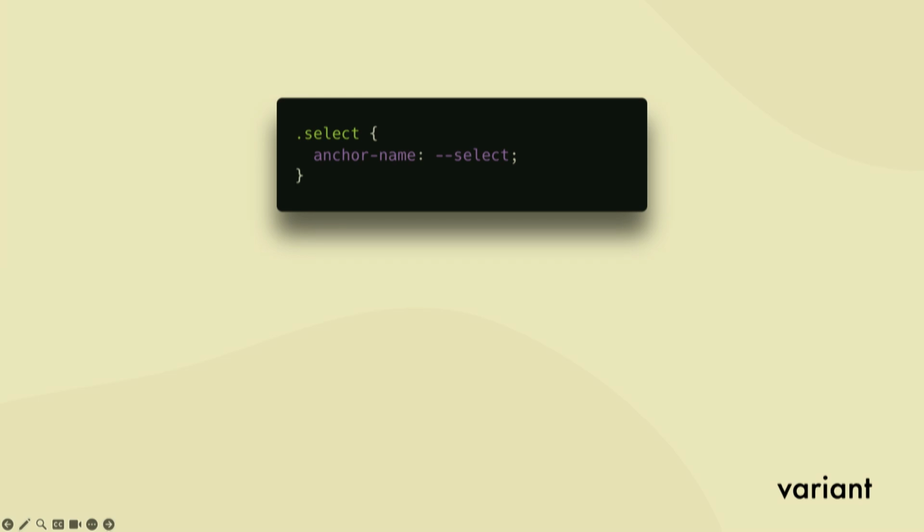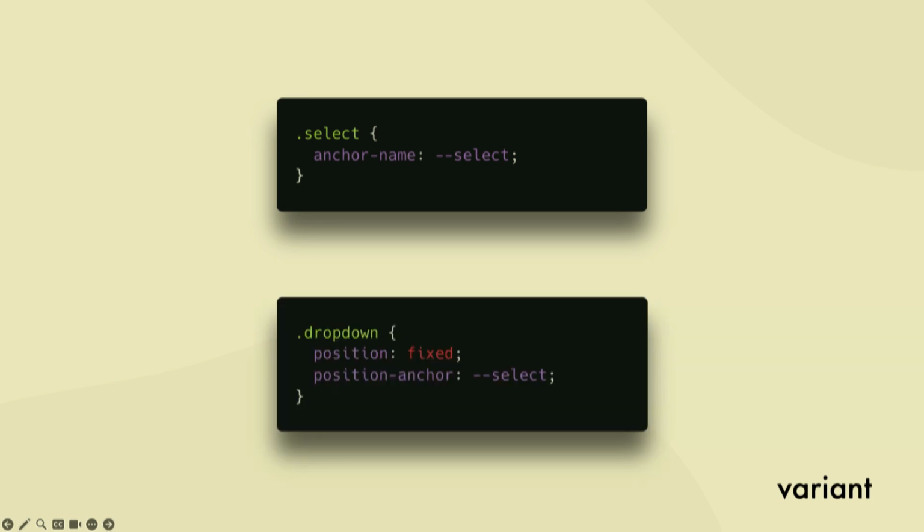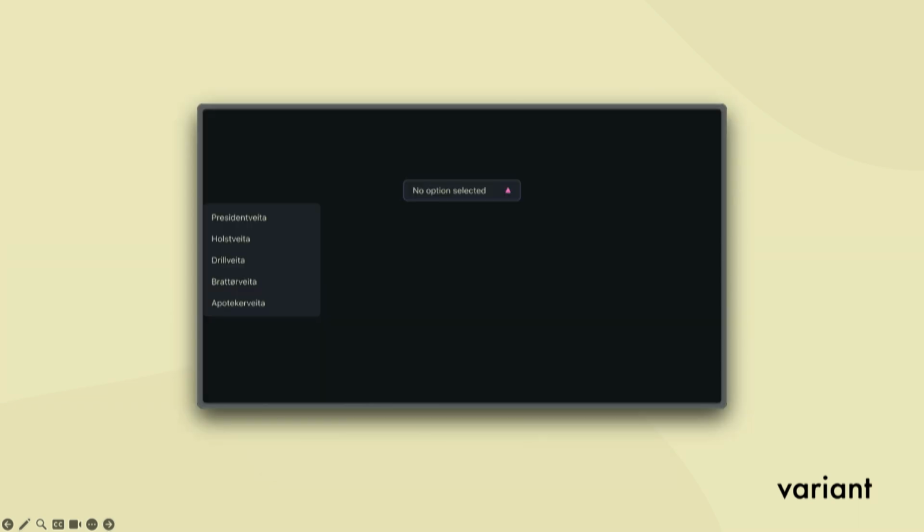And it's pretty simple. You start by giving the anchor a name. So here I've called it select. And then in our drop-down element, we have to give it either position absolute or position fixed. Both will work. And say that the position anchor for this element is the anchor that I created earlier. And that looks like this.